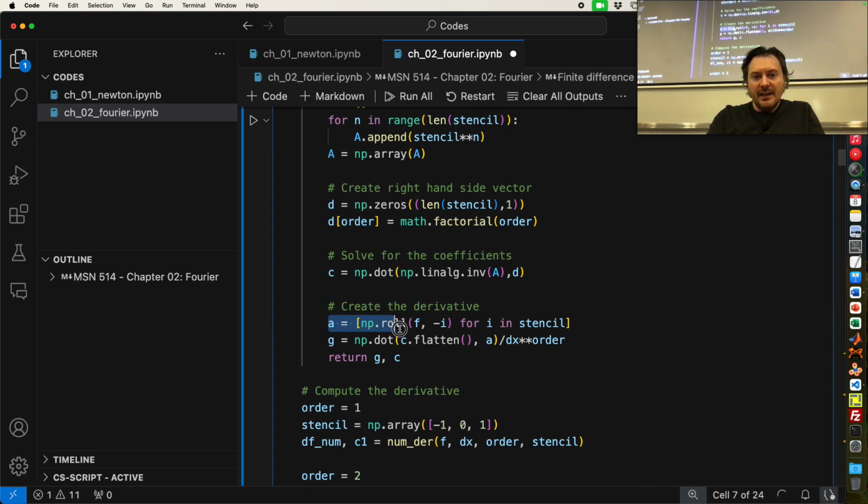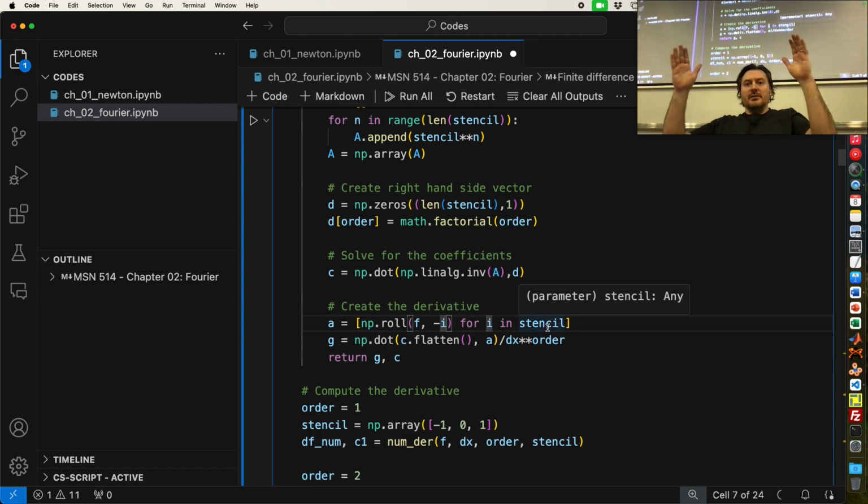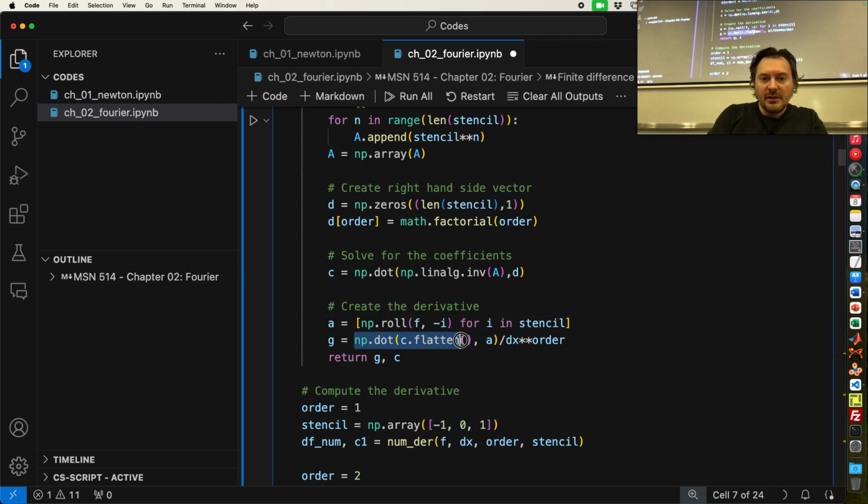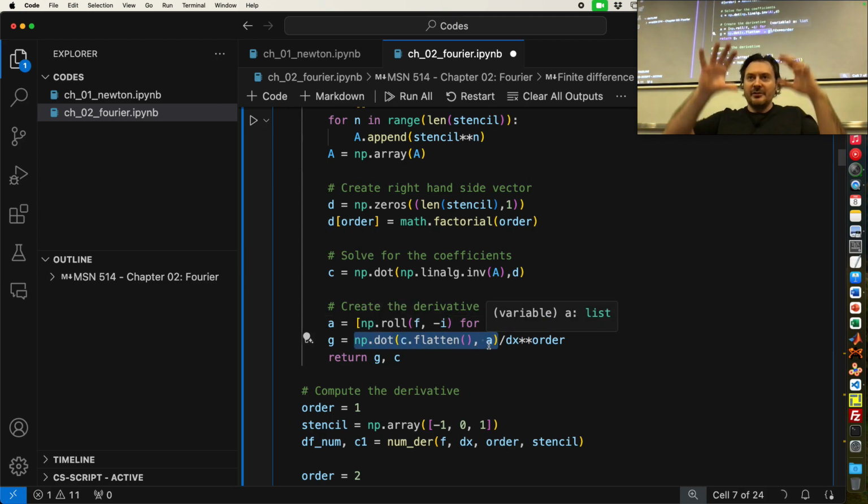So I'm creating this A that is composed of np.roll f, minus i, for i in stencil. So what it is doing is it's starting with a shifted value of the function by the amount of the stencil. If it's minus 2, it shifts by minus 2, right? Then minus 1, then 0, then plus 1, plus 2, right? Finally, it takes the dot product with coefficients and those shifted versions and sums them up, so you get your derivative as a function. Okay? Did you follow this? Okay.